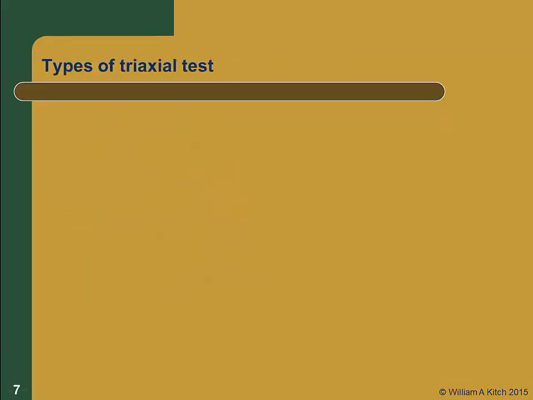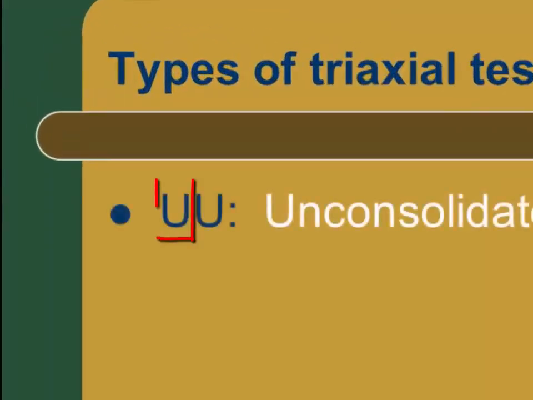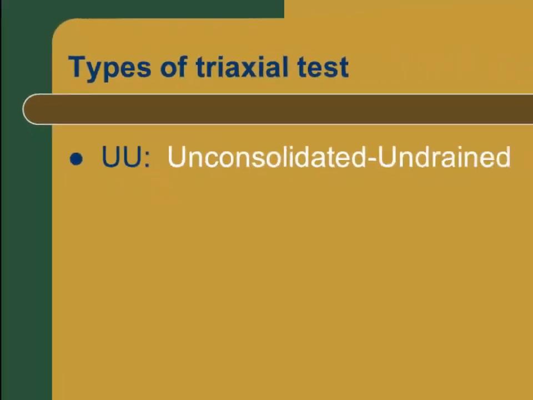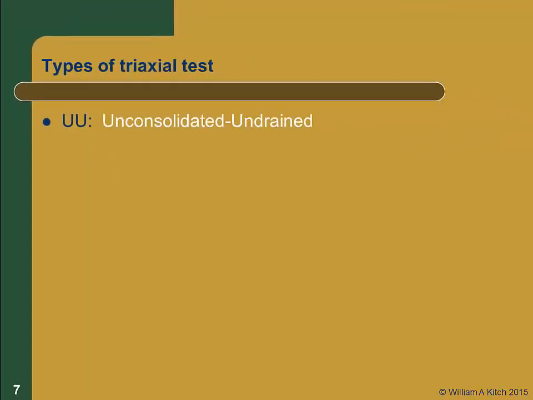We use a two-letter designation to identify the different types of triaxial tests. The first letter specifies the drainage conditions during the consolidation phase, and the second letter specifies the drainage conditions during the shear phase. The UU test is an unconsolidated undrained test. In this test, the drainage valve is always closed. This is a total stress test and does not usually entail measuring the pore pressures.